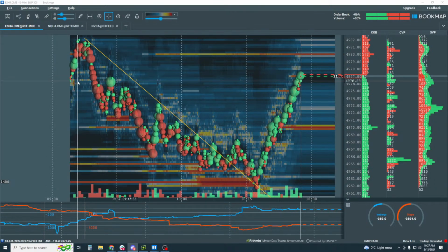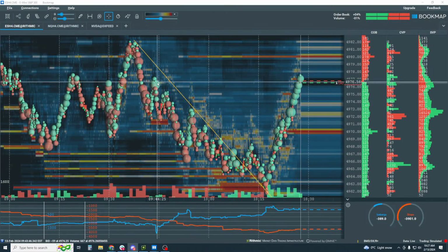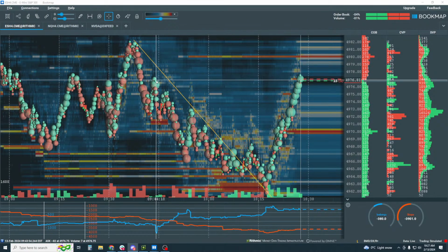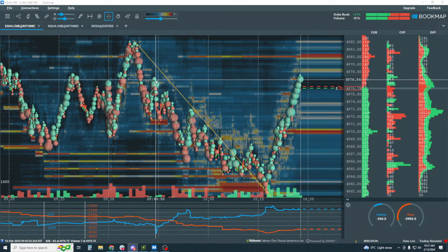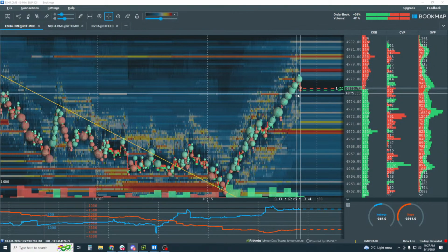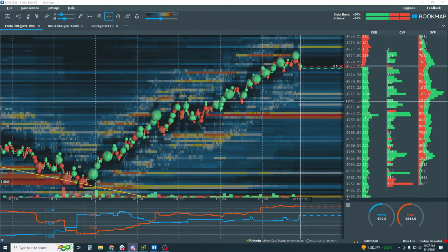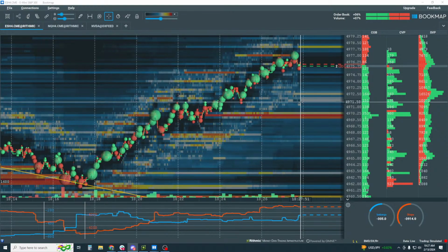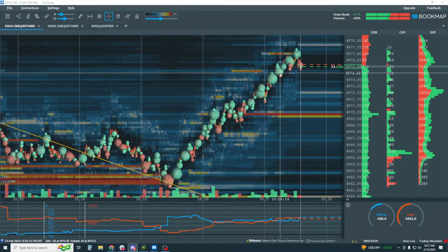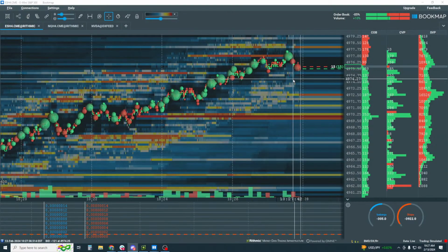All right, guys, now this hit our area here. This is a pretty nice capture. I would take some off there. It's still strong, it's still strong, and maybe it will continue to grind higher the rest of the day. Who knows? But we're protecting ourselves and taking some risk off.